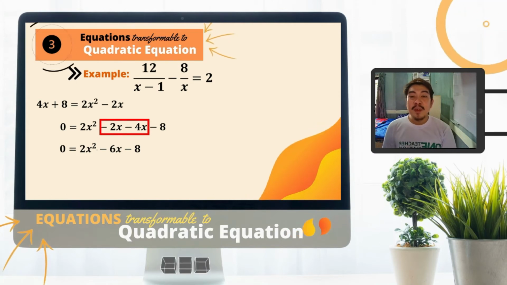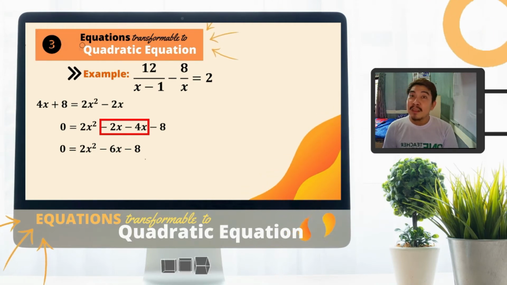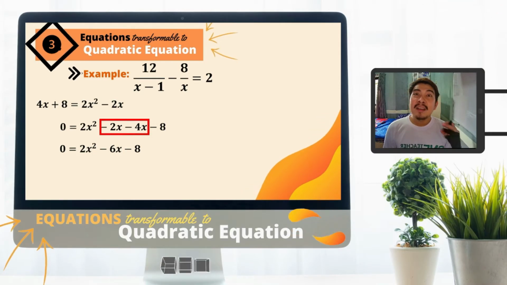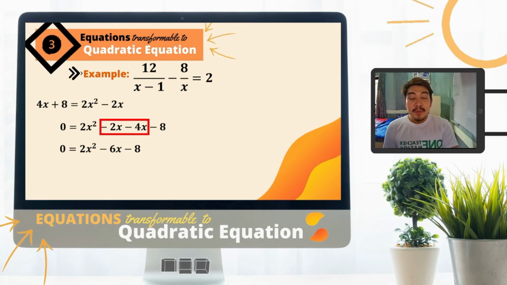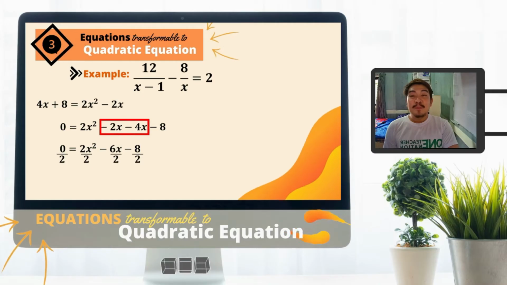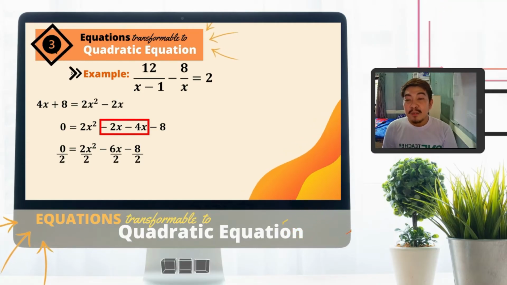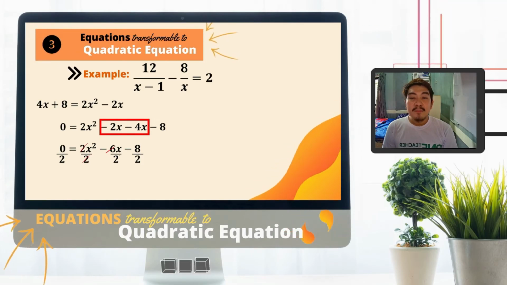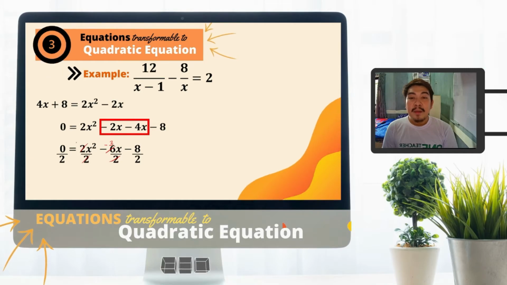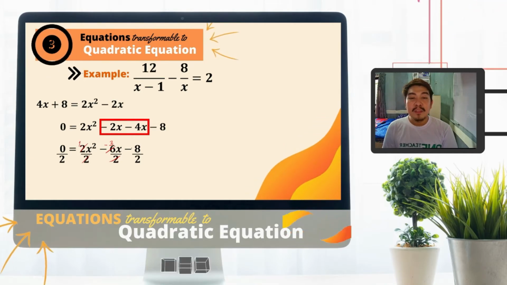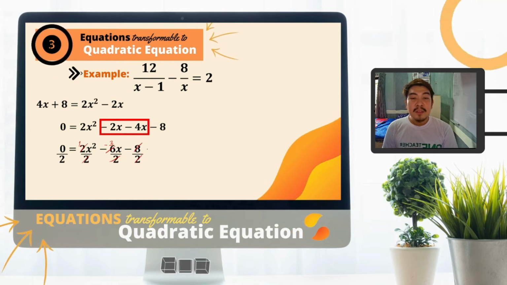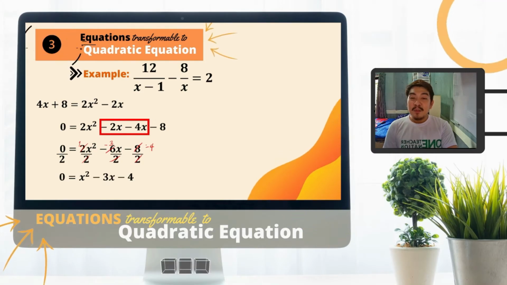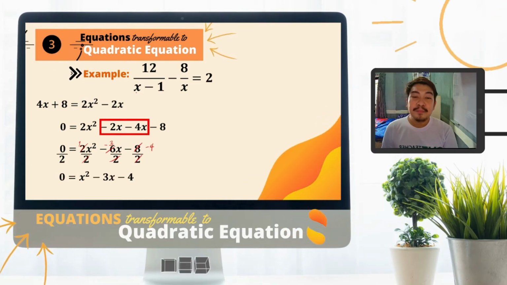Kung mapapansin natin, si 2x squared, negative 6x, at saka si negative 8, divisible sila lahat by 2. Okay? So para mas madaling mag-solve ng quadratic equation, gagawin natin, i-divide natin lahat by 2. Okay? So if you can see 0 divided by 2, that will be 0. So we can cancel 2. So negative 6 divided by 2, that will give us negative 3. By the way, so this is 1. Yan, 2 divided by 2 is 1. So negative 8 divided by 2, that will give us negative 4. So what will be the result? The result will be 0 equals x squared minus 3x minus 4.